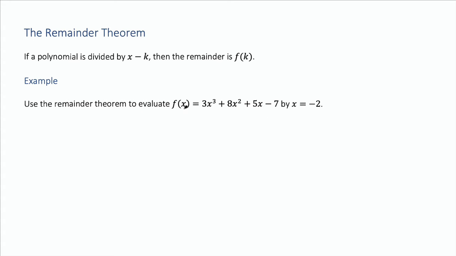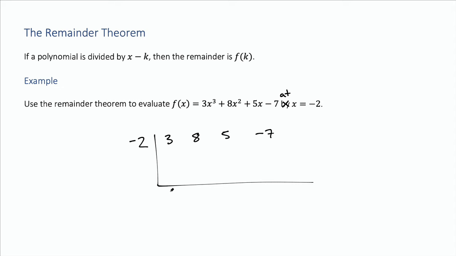Use the remainder theorem to evaluate f of x equals 3x cubed plus 8x squared plus 5x minus 7 at x equals negative 2. All we do is synthetic division. We put a negative 2 out here, that's what we're trying to evaluate at, and inside we put the coefficients of our polynomial: 3, 8, 5, and negative 7.